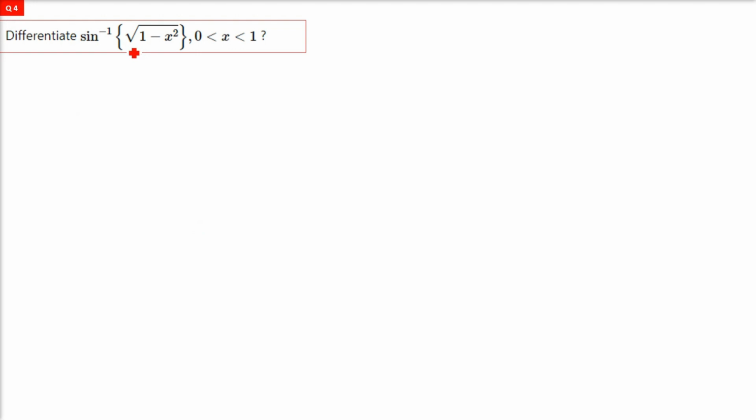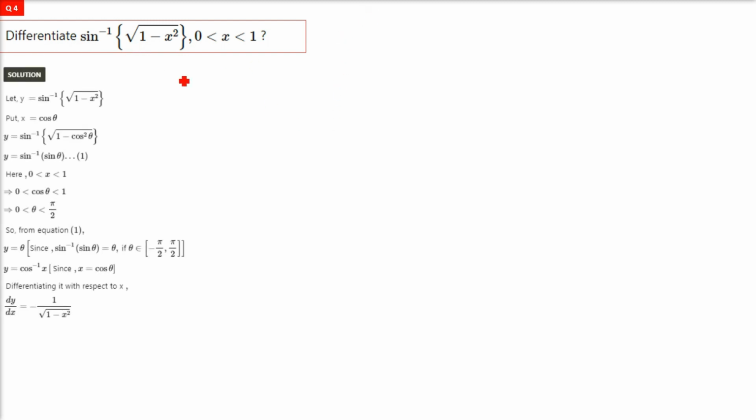Same thing here. Now, I hope you got a fair idea what we are trying to do. Whatever is inside, we have to change it so that it should begin with sine. And what should we replace? Because it is a square minus x square type, most probably we take x as a sine theta or a cos theta. But in this case, as we have seen in the previous question also, we are replacing it by x equals a cos theta. a is 1 here because it is 1 square minus x square. So x we will be writing as cos theta.